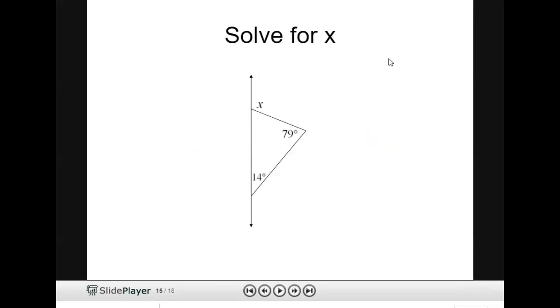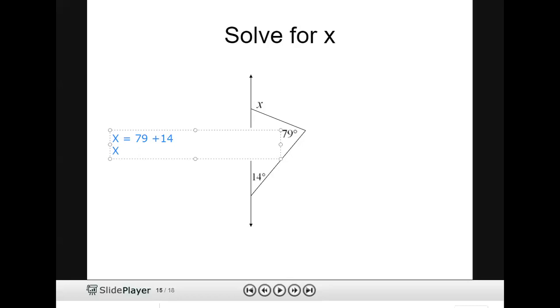This is another question, and we are looking for the value of x. The value of x here is the exterior angle, and we are going to add the two non-adjacent interior angles, or two remote interior angles, to find the measure of x. Then we will find the answer. The value of x will be equal to 79 plus 40.